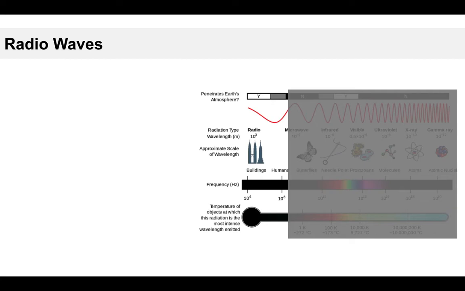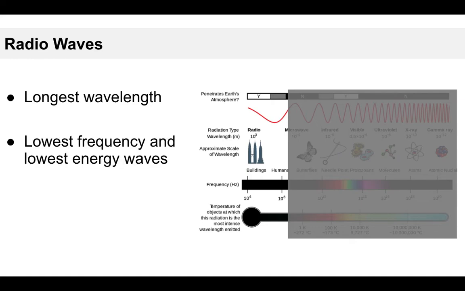So, looking at each of the different types of electromagnetic energy, first is radio waves, and these have the longest wavelength. Because they have the longest wavelength, they have the lowest frequency and therefore the lowest energy. So a long wavelength means it takes a long time for the waves to cycle through. That's your lazy day on the beach.